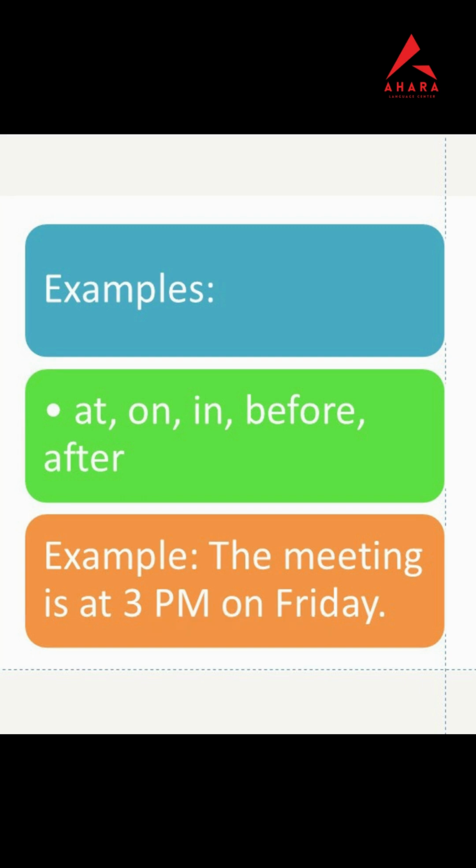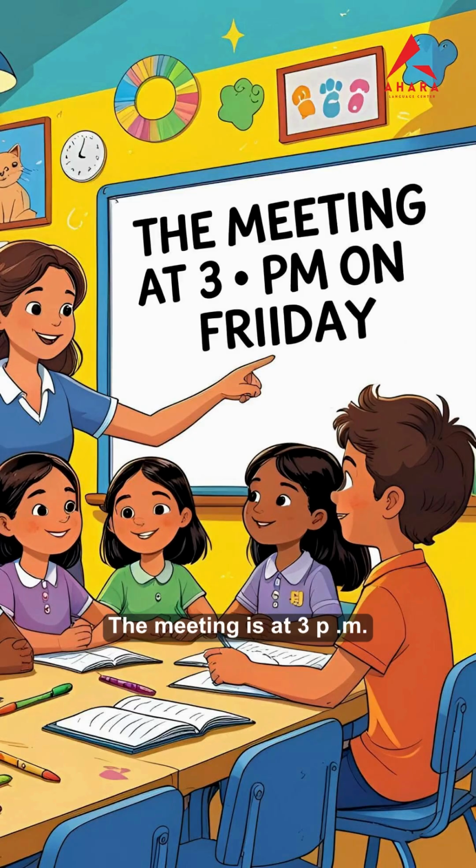The first one, at. See this: at 5 o'clock, at night. On. If you use the word on: on Monday, on my birthday. Then in June, in 2025. Before or after. See this: before lunch, after work. Just see an example for that. The meeting is at 3 p.m. on Friday. So we have to be clear in this, children.